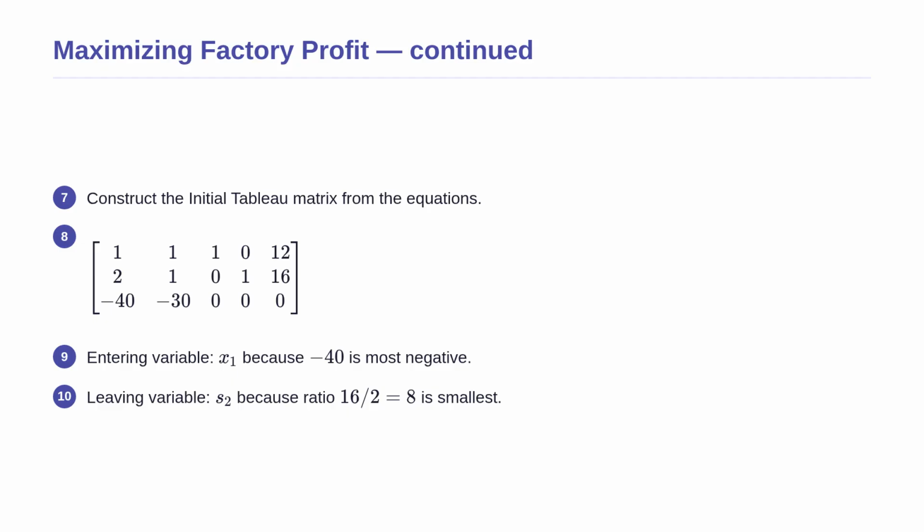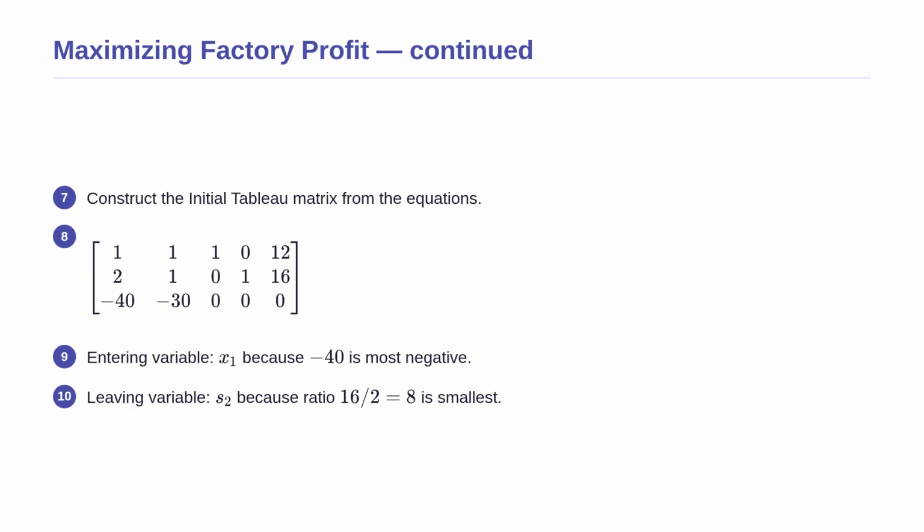Here, we organize our numbers into the initial tableau matrix. The columns represent our variables and the right side constants. The bottom row is our objective function. We check for optimality and see negative numbers, so we are not at the peak. We find the most negative number, negative 40, which means x1 is our entering variable.